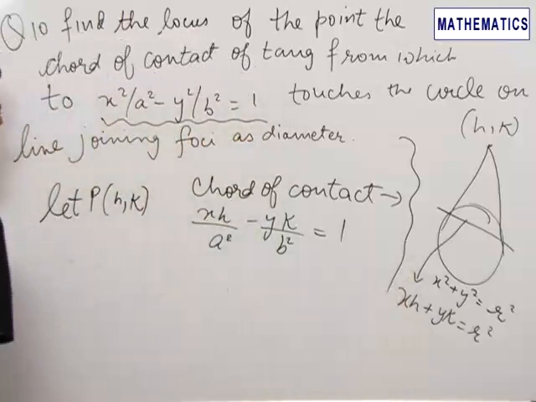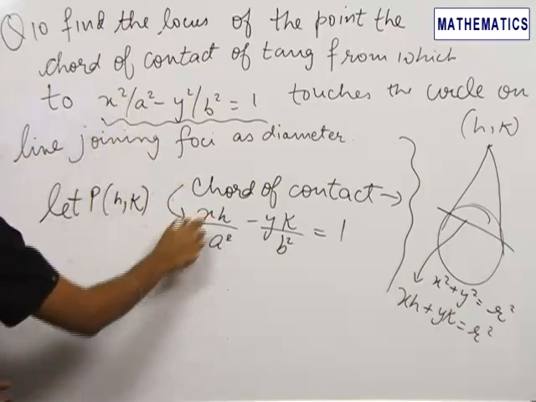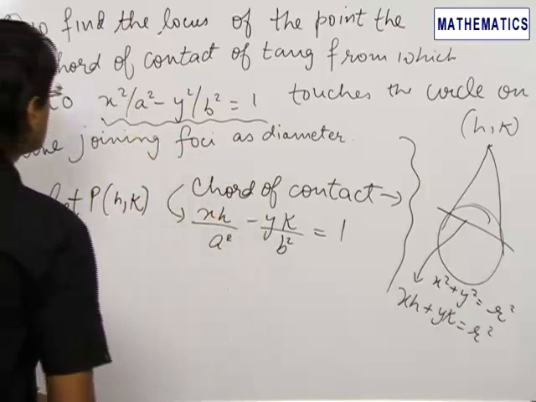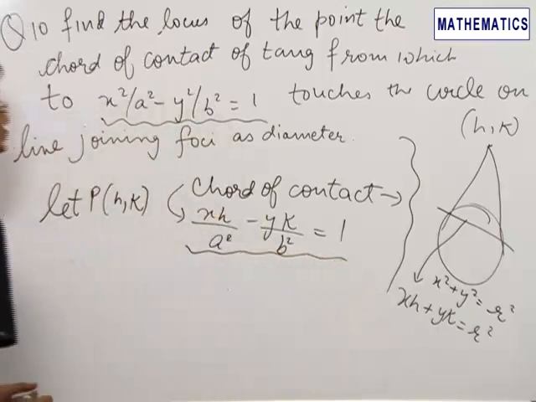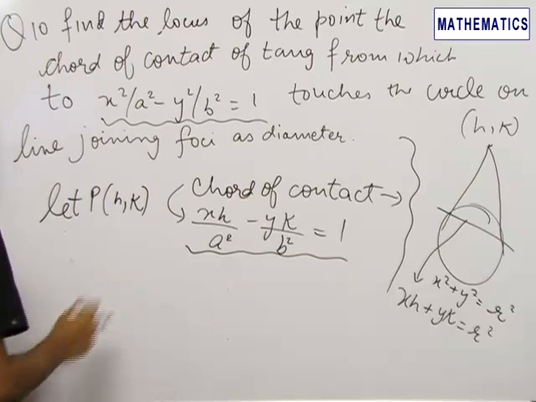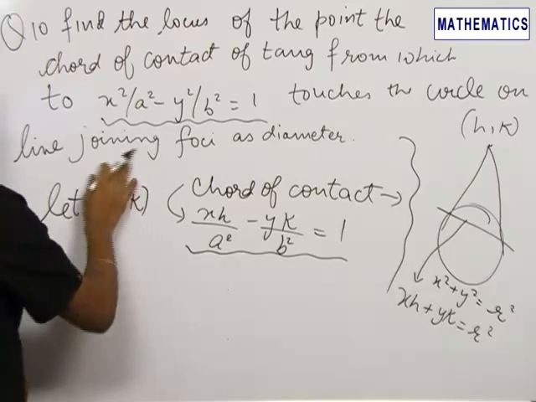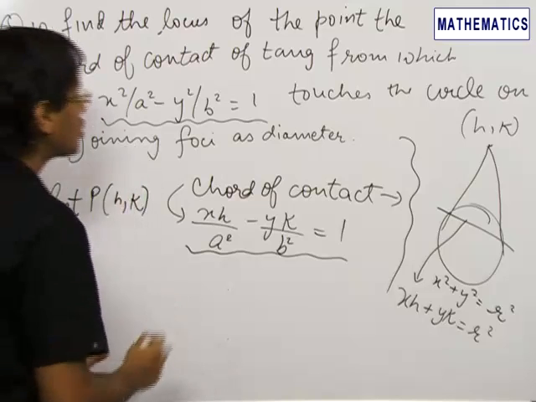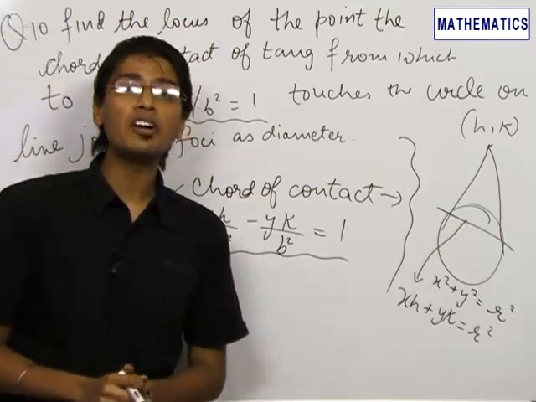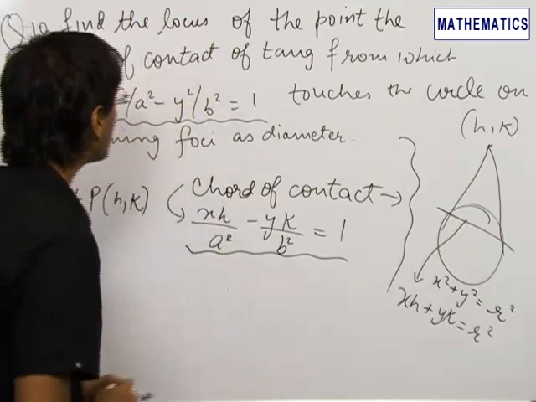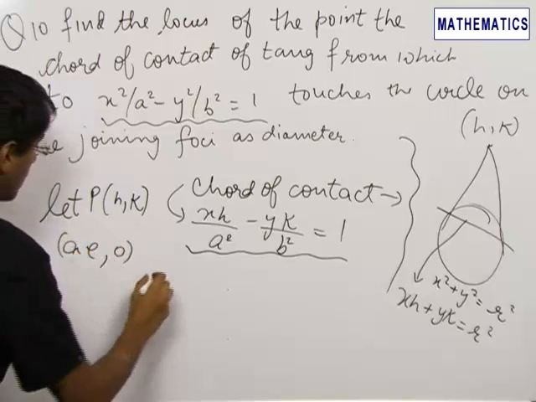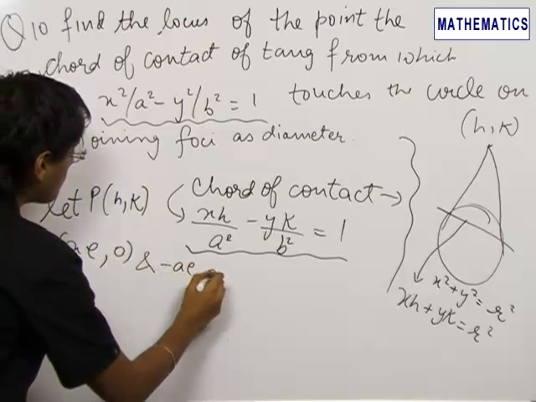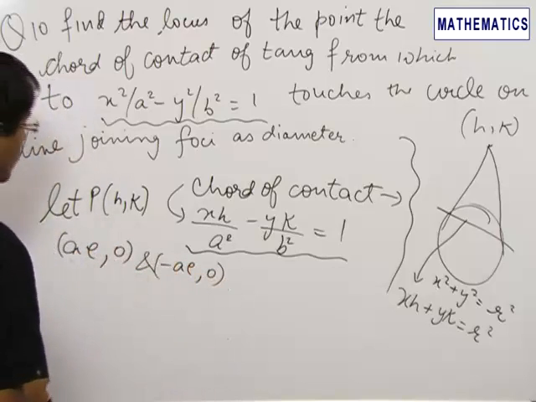Hence in this case the equation of chord of contact comes out to be equal to xh by a square minus yk by b square is equal to 1. Now it is given that this chord of contact is tangent to a circle and the circle is made in such a way that the diametrically opposite points are the two focus of the hyperbola, and we know that the two focus of the hyperbola are ae, 0 and minus ae, 0, where e is the eccentricity of the hyperbola.